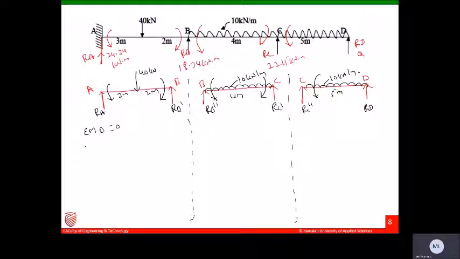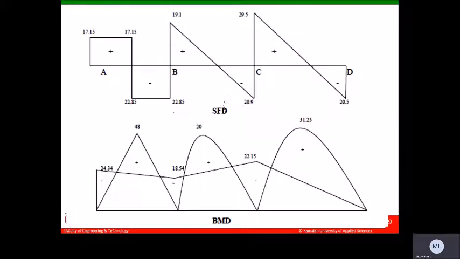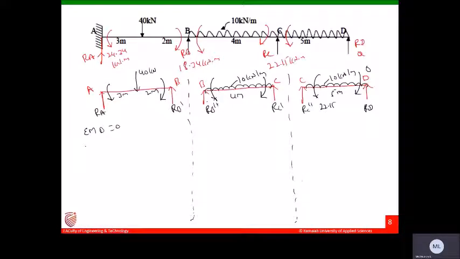So here, what are the moments we got here? I got 0 here. I got here 22.15. I got here 18.34. I got 18.34, and here I got, how much you got here? Here I have 22.15 kilonewton meters. Okay, this is kilonewton meter, this is also kilonewton meter, and this is kilonewton meters.